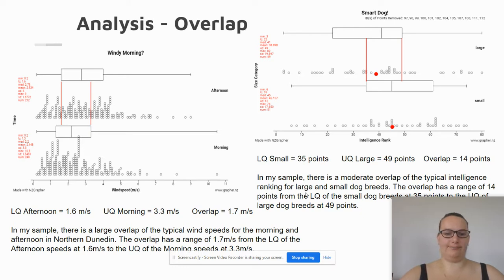You can also have complete overlaps, where the boxes completely overlap each other, and you can also have no overlap or small overlap. No overlap is when you have two completely separate box and whisker graphs, and small overlap is when only a small portion, say about this much, is overlapping. So you need to take into consideration how large your boxes are on your box and whisker graphs, and also take into consideration the overall spread and size of the data.